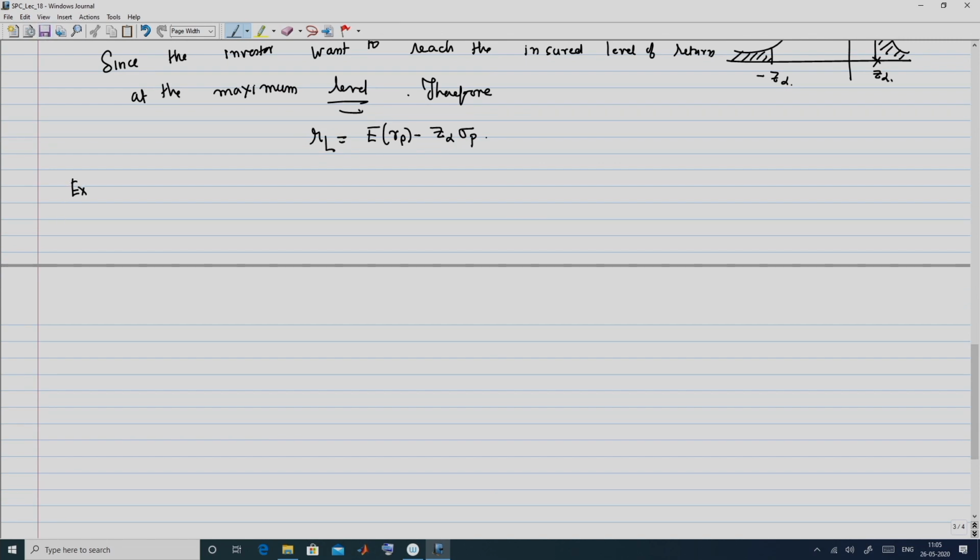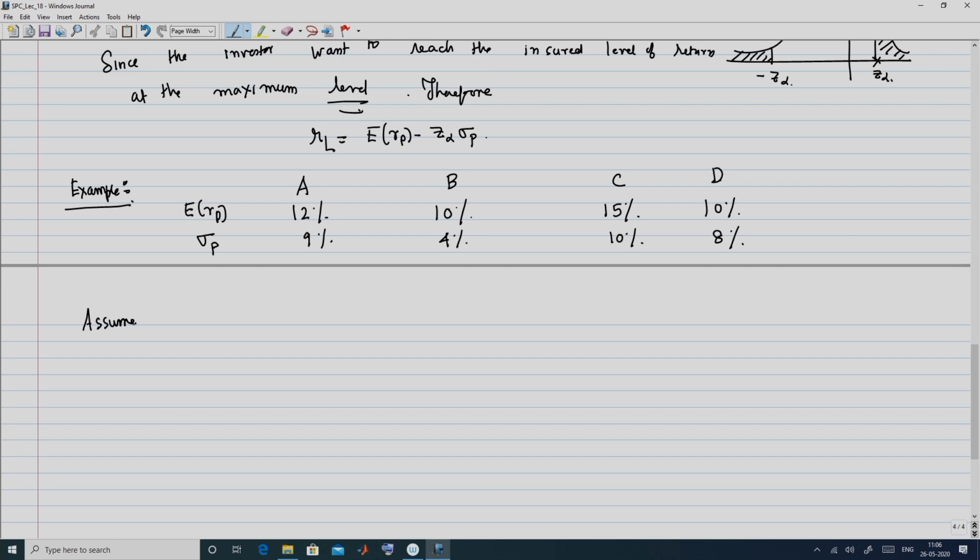Now let us look at this through an example. We recall the table where we had these portfolios A, B, C and D. This is the table I had introduced in the last class. For A the expected return E of Rp is 12%, for B it is 10%, for C it is 15%, and for D it is 10%. The corresponding standard deviation sigma p is 9%, 4%, 10% and 8%.